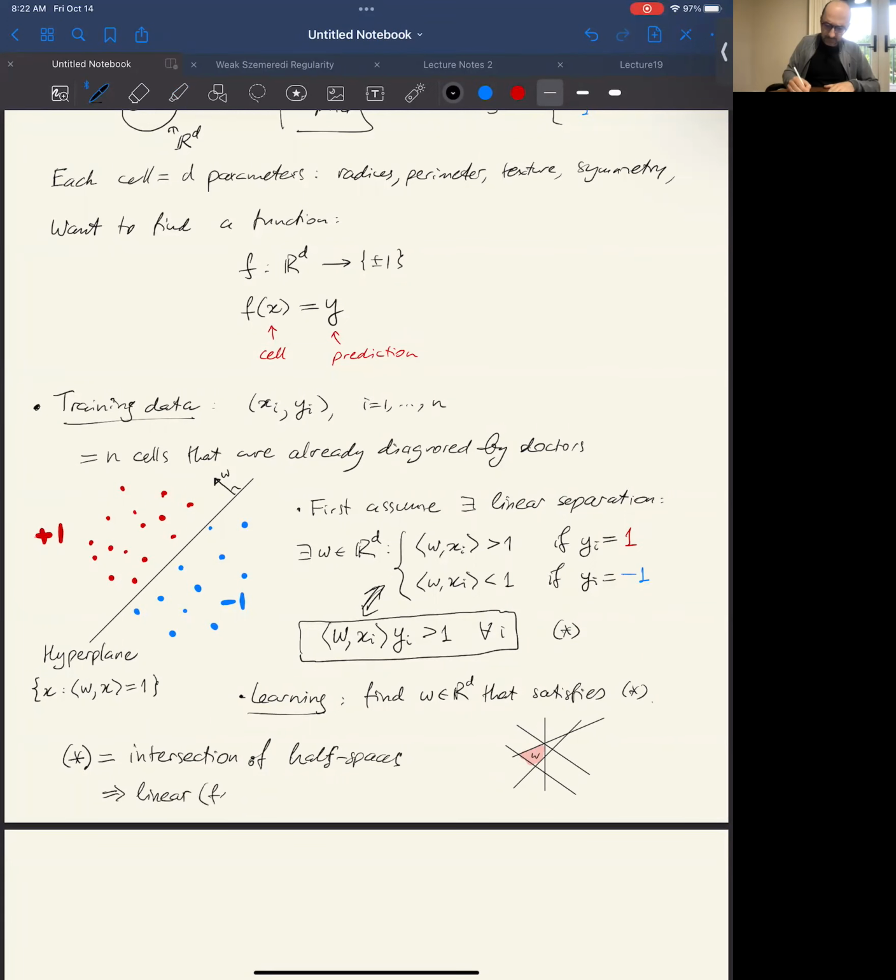Linear for technical reasons: linear feasibility, because we're not optimizing here. If you don't know what it is, it's fine. Linear program. Set it up like that, which means that it is computable, it's tractable. Just put it in some Python library, put it in the computer, and it will give you the answer. It will spit out W if it exists.